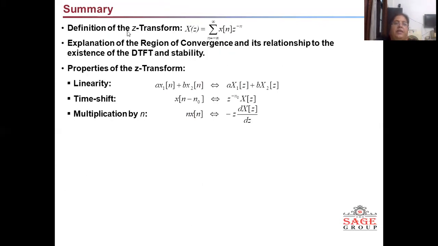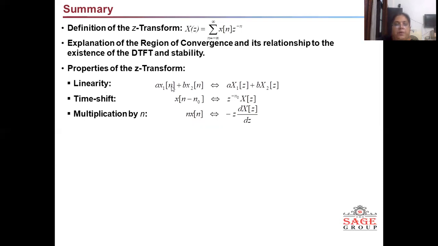In this lecture, we have introduced the Z transform, which is given by X(z) equals the summation from n equals minus infinity to plus infinity of x[n] z to the power of minus n. Then we have discussed the region of convergence and its relationship to the existence of the discrete-time Fourier transform, and the effect on stability. Then we have discussed three properties of the Z transform: the first was linearity, the second was time shift, and the third was multiplication.